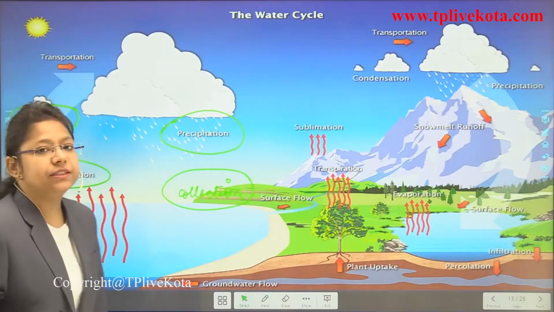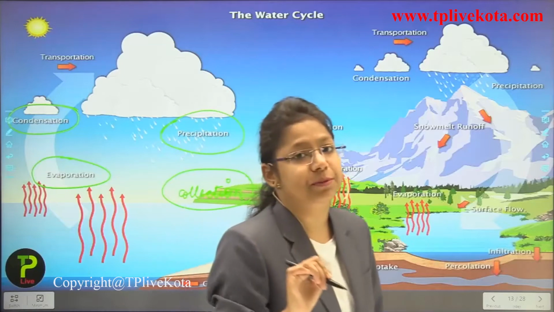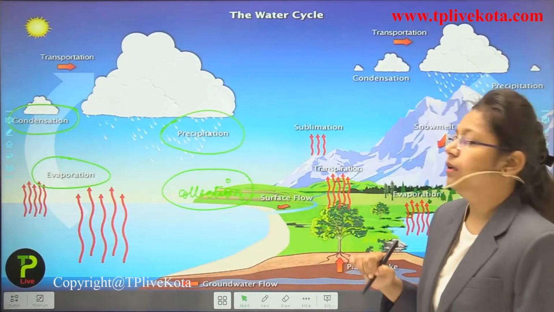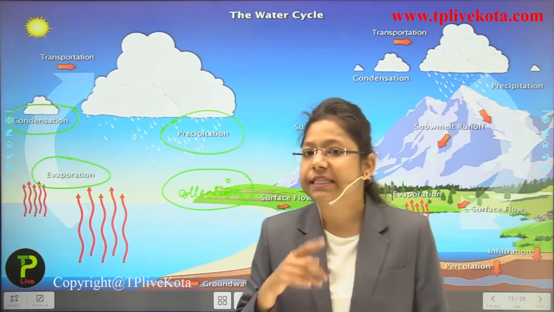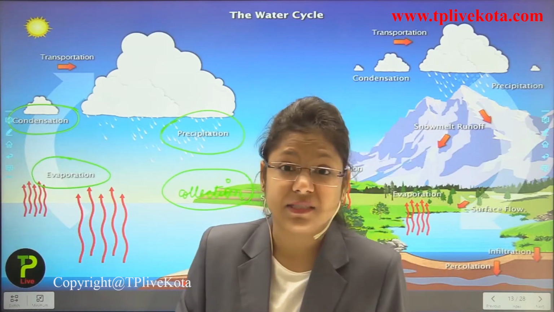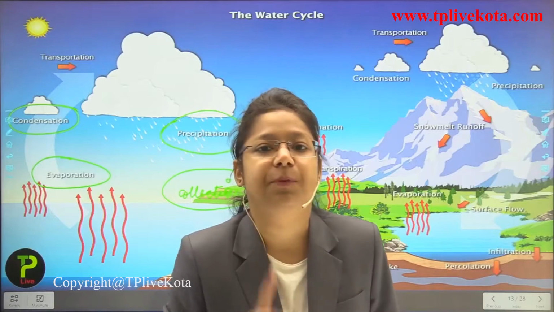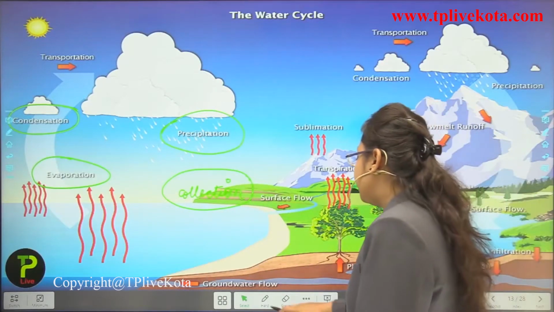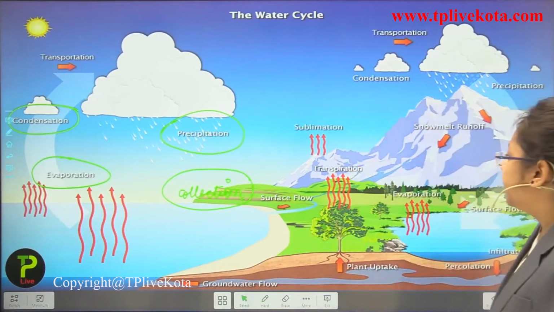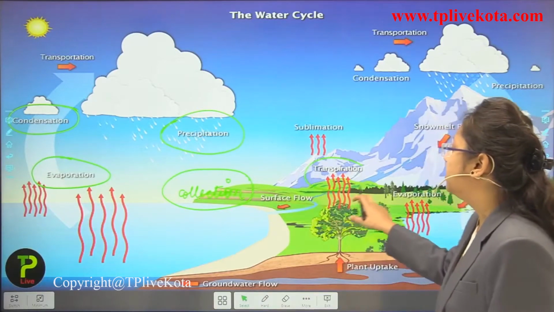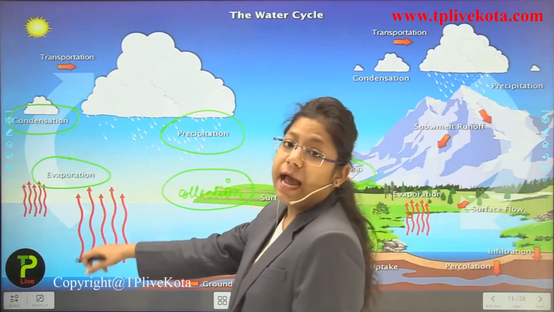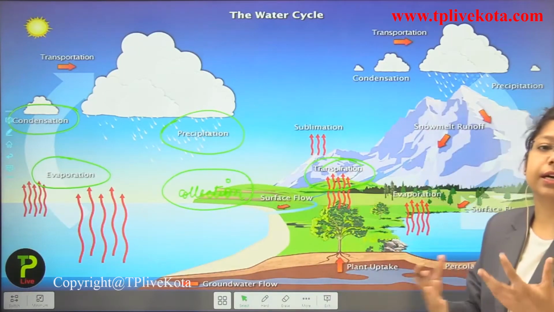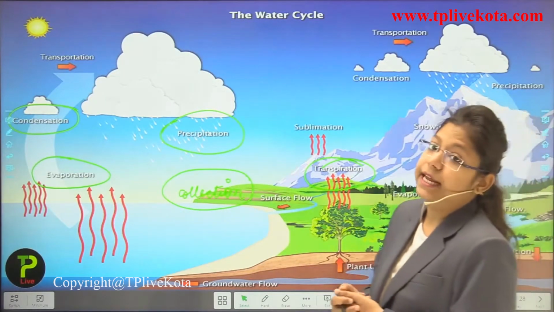Now, remember this thing, there are 4 basic steps to understand the water cycle. First one is evaporation, and along with evaporation, the simultaneous process that occurs in plants is transpiration. Okay, so you can put a slash over here, or you can see here this plant is doing transpiration. Okay, now evaporation and transpiration both occur simultaneously at the same time.